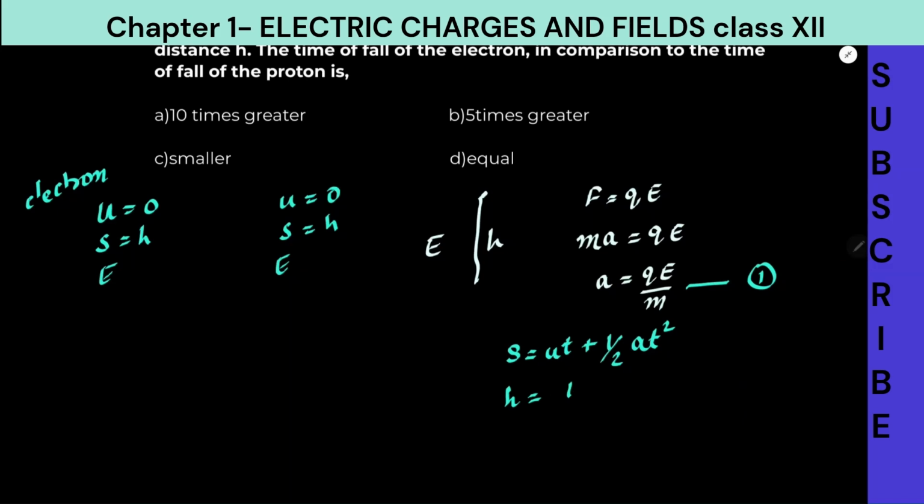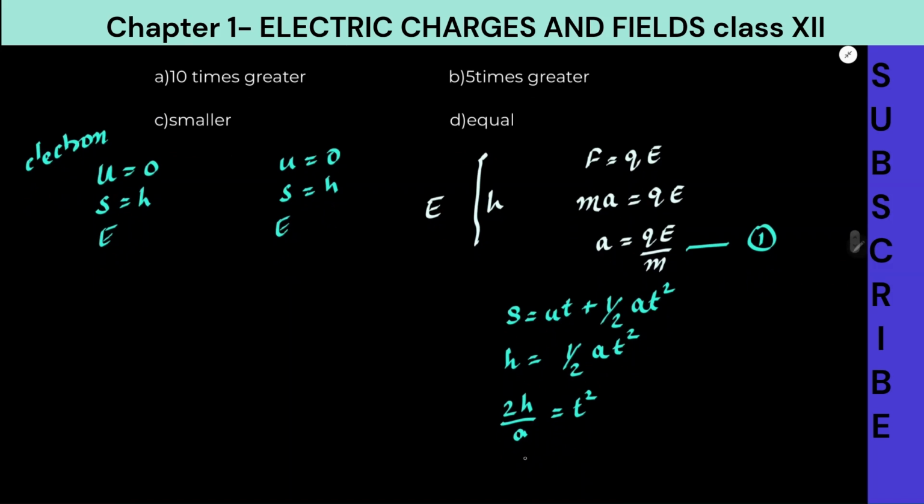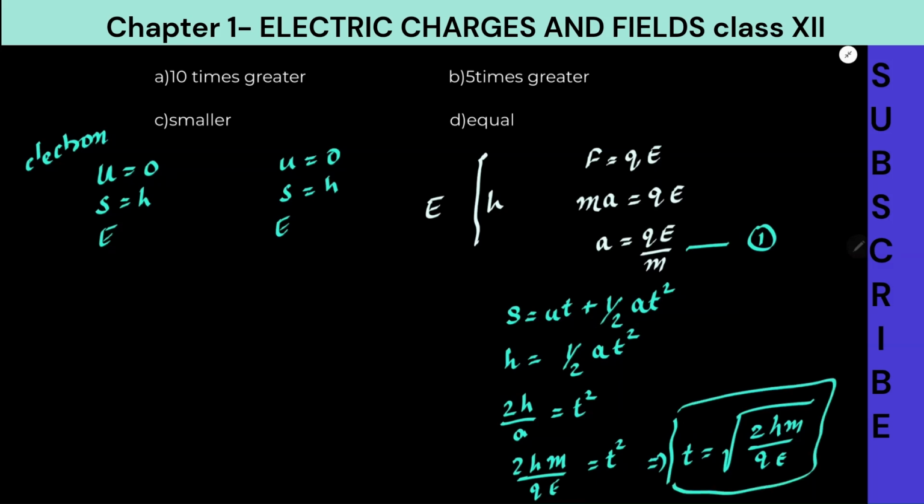So h will be equals to u is 0, half at square. Let's take this a on the left hand side, so 2h upon a will be equals to t square. And from equation 1, let's substitute here a. So it will be 2hm upon QE. Okay, that will be equal to t square, right? And this implies that t will be equal to root under 2hm by QE. Okay, great.